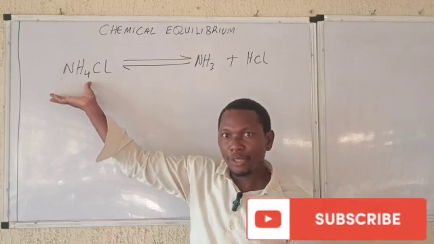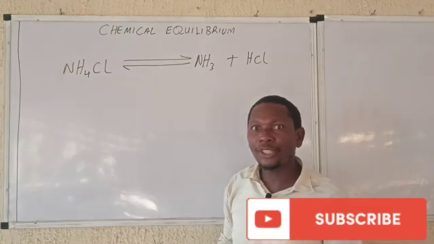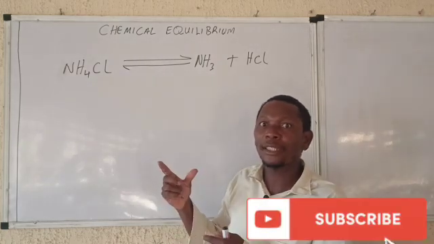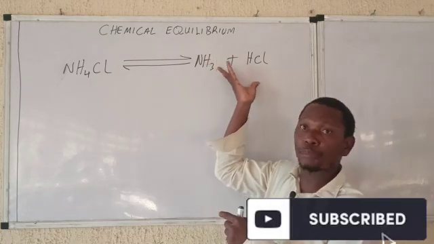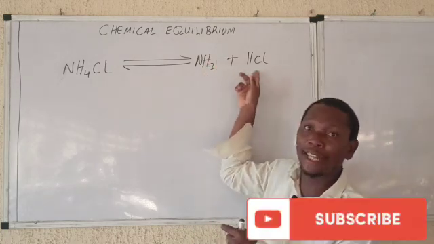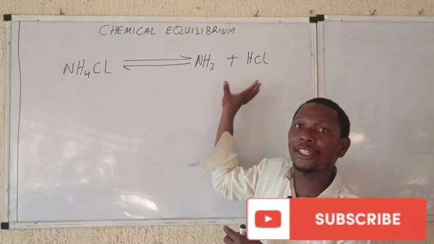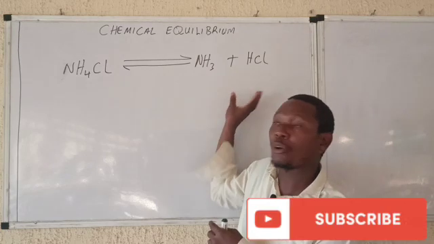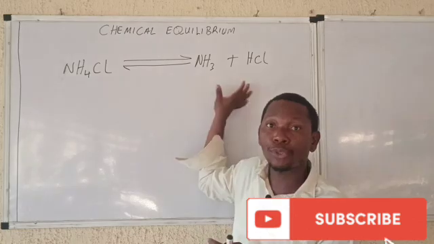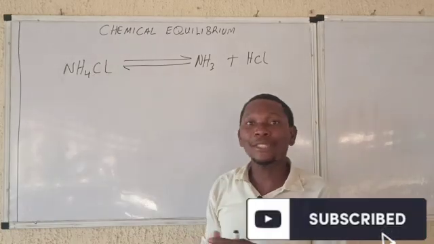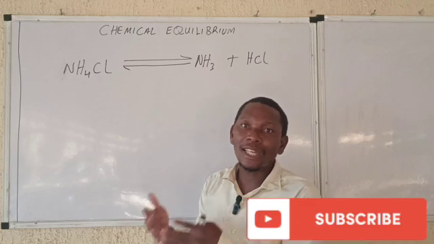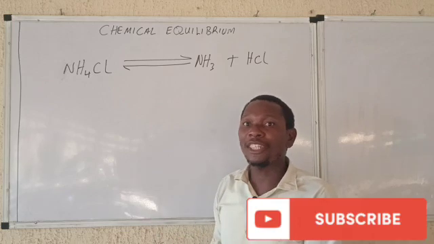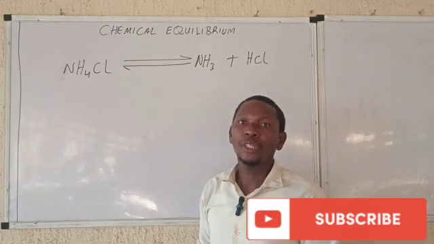Take note of this definition again. A reversible reaction is a situation whereby the reactant can carry out a forward reaction to form the product, in this case ammonia and hydrogen chloride, and the product can also undergo a backward reaction to form the reactant. So that is what a reversible reaction is, and it's actually what keeps the system in a dynamic equilibrium.